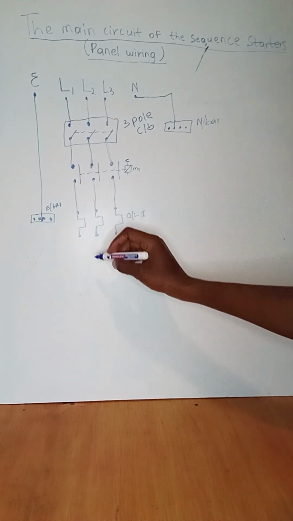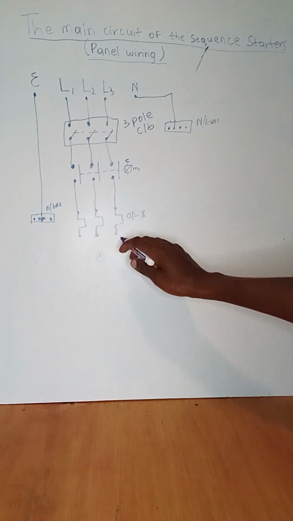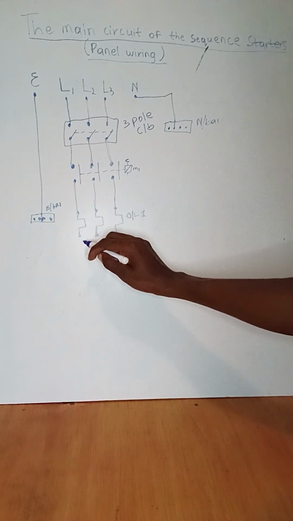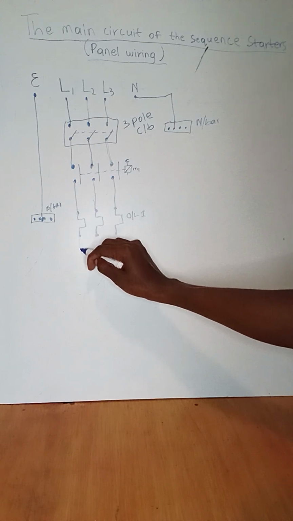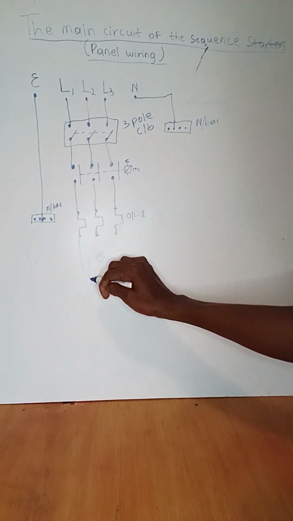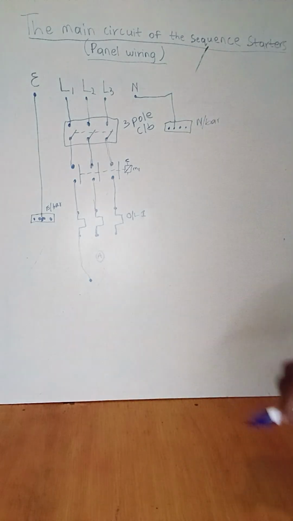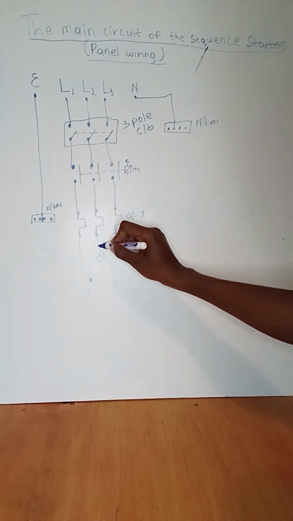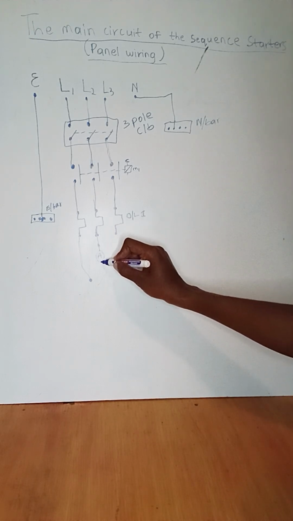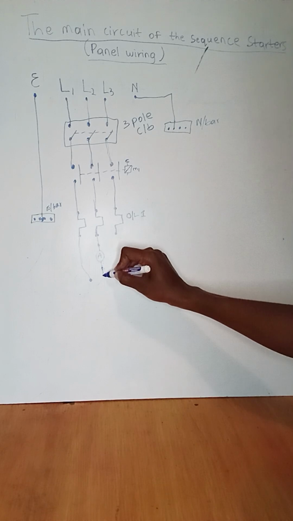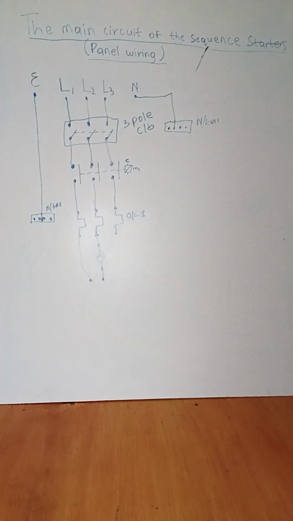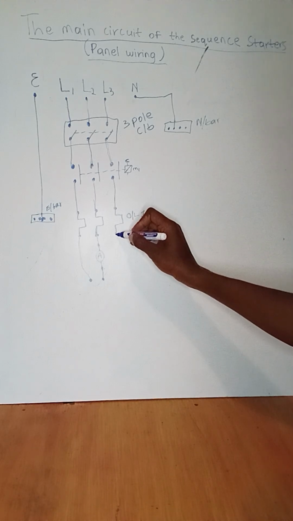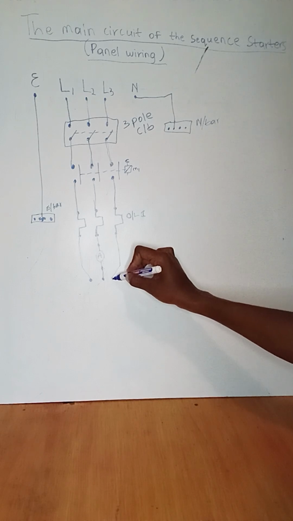So our supply that will come out of the overload, live 1, will go to the first point of the motor, and then live 2 will be connected to the ammeter in point, and the out point of the ammeter will be connected to the second point in the motor, and the third point out of the overload will be connected to the third point of the motor.